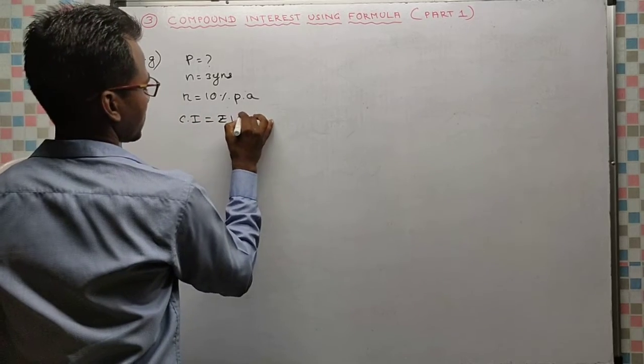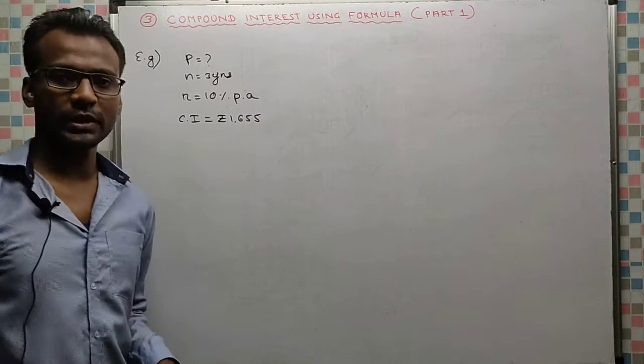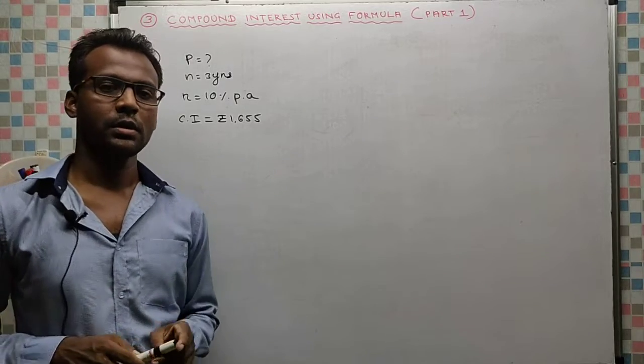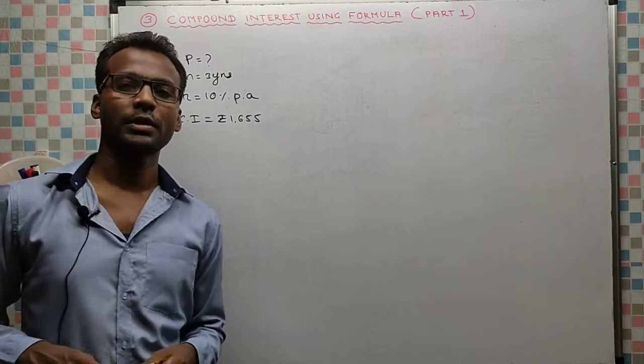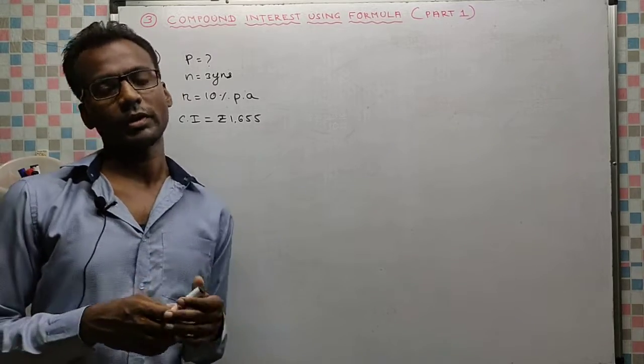And compound interest is rupees 1655. Compound interest is given and we have been asked to find principal. So we need compound interest, but I have told you not to use the formula for compound interest. Simply find amount, then get the compound interest.